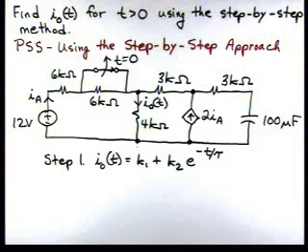In this problem, we're going to find i0 of t for t greater than 0 using the step-by-step method. The problem-solving strategy that we're going to utilize is entitled Using the Step-by-Step Approach. Step 1 of this approach says that we know the form of the solution: i0 of t is equal to K1 plus K2 e to the minus t over tau.